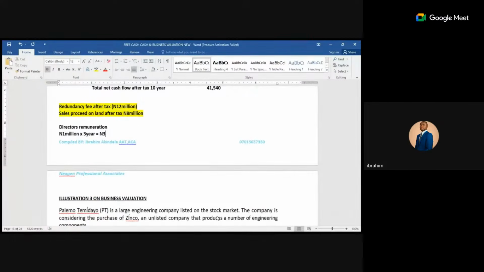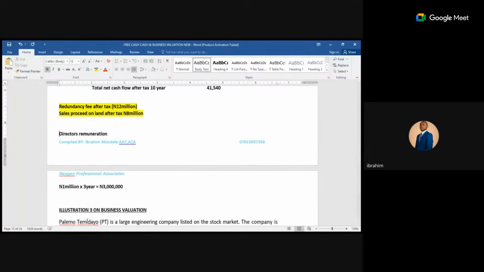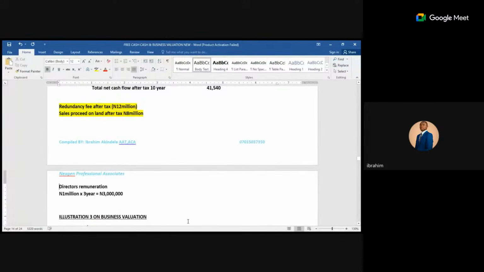So we have 1 million. So this will give us 3 million for the 3 directors, right? So this is before tax. Of course, they have to pay tax on this, right? If the director is receiving a cash inflow, you have to pay them.